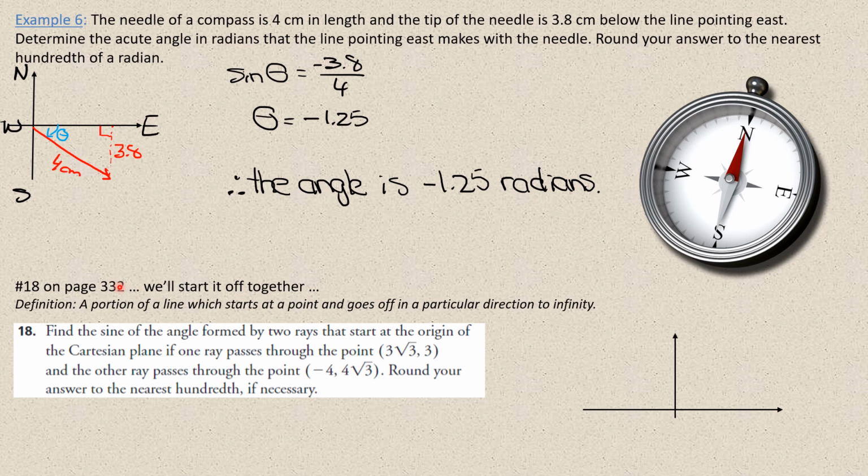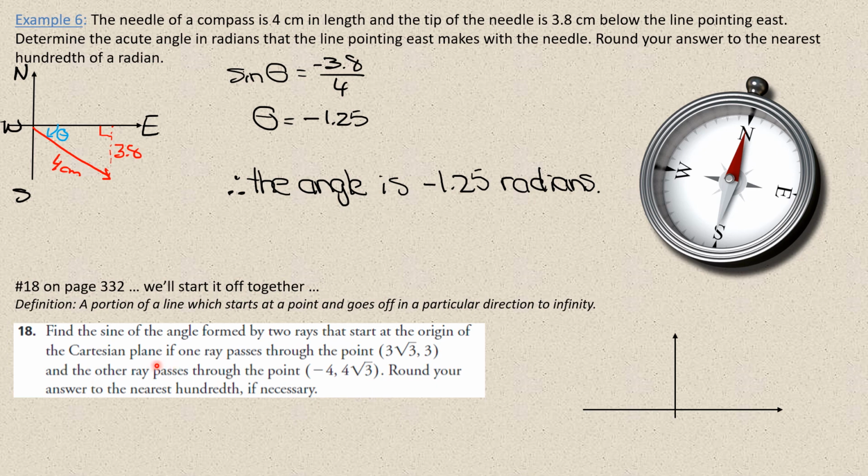That was our last example, but I often find students have a hard time with this question that's in the homework. So we're going to start it off together. Find the sine of the angle formed by two rays. What's a ray? It's a portion of a line which starts at a point and goes off in one direction to infinity. So basically a line that has an arrow at one side and not at the other side. So this is a ray right here.